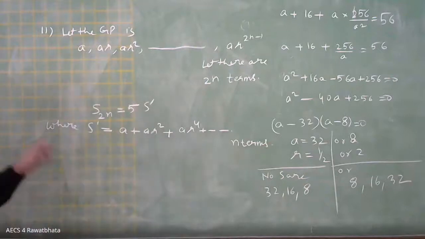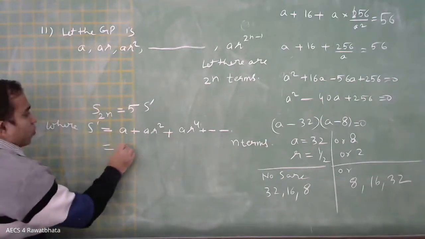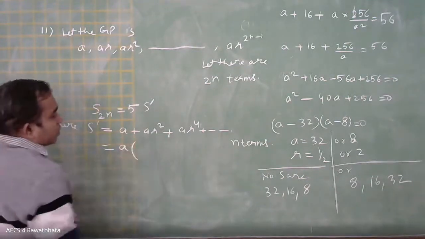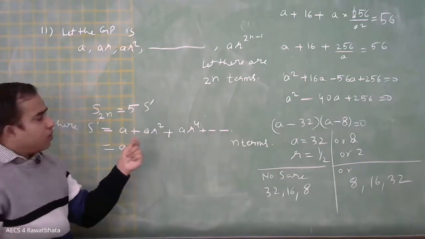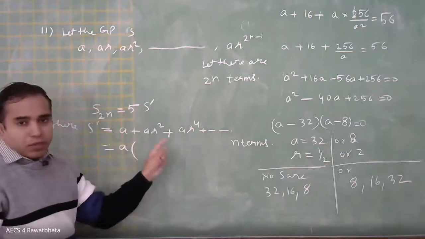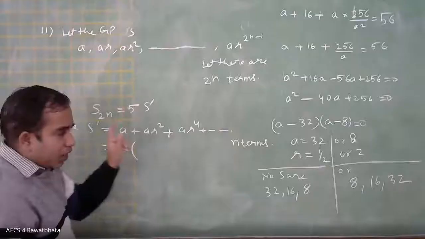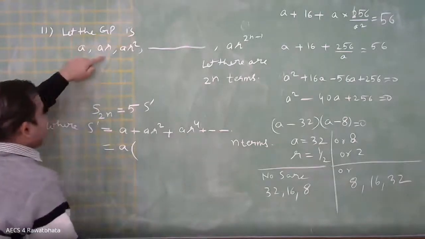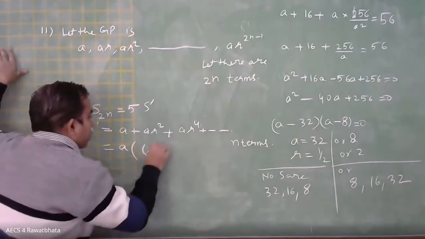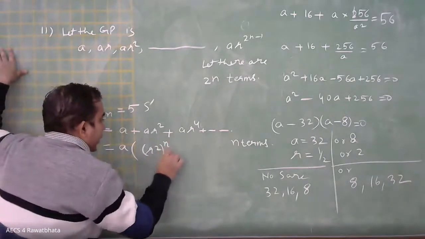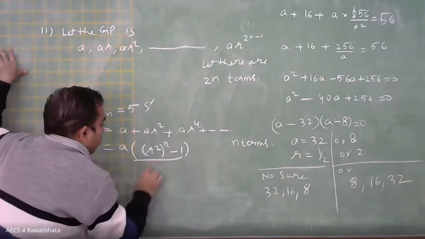Let me calculate this S dash. This will be A, number of terms are n. What is the common ratio here, students? R square is the common ratio, whereas the common ratio here is R. So here it is R square to power number of terms, which is n minus 1, whole upon R square minus 1.